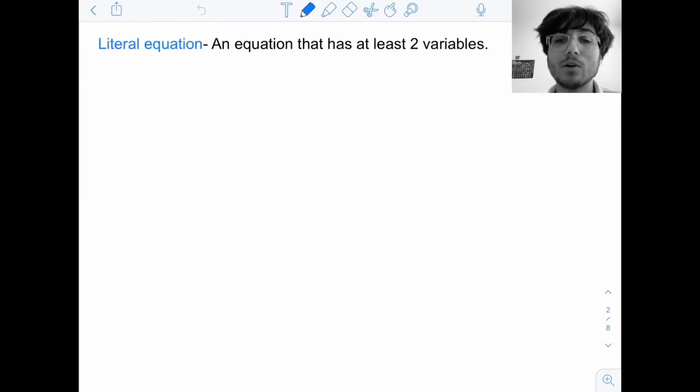Now, let's talk about what a literal equation is. A literal equation is an equation that has at least two variables. To rewrite a literal equation, we have to solve for one of the variables in terms of the other variable, and you'll see what that means in a second. It's literally so much fun.